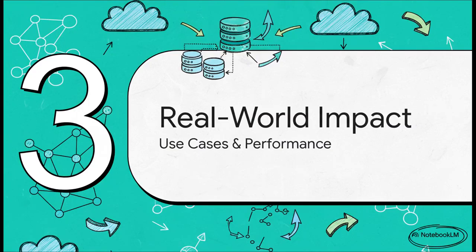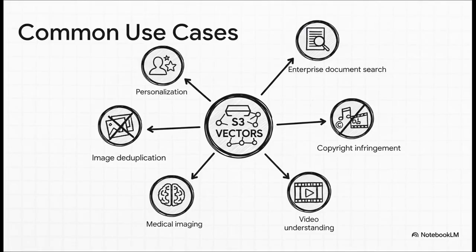Okay, so that's all the how. But what about the why? Let's talk about the real-world impact here. What can you actually do with this stuff? And how well does it even perform? And honestly, the use cases here are huge. We're talking about building smarter search for your company's documents, powering better recommendation engines, spotting copyright issues in images or videos, or even finding duplicate images in a massive library. The possibilities are just about endless.